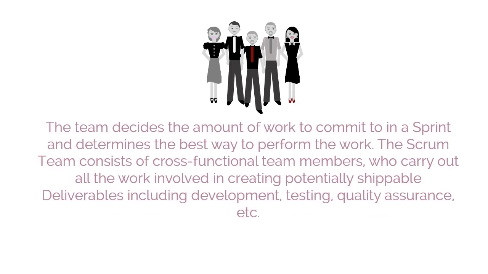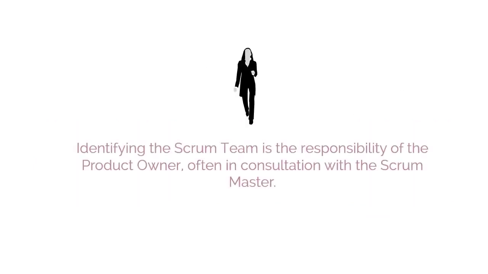the work. The Scrum team consists of cross-functional team members who carry out all the work involved in creating potentially shippable deliverables, including development, testing, quality assurance, etc. Identifying the Scrum team is the responsibility of the product owner, often in consultation with the Scrum Master.